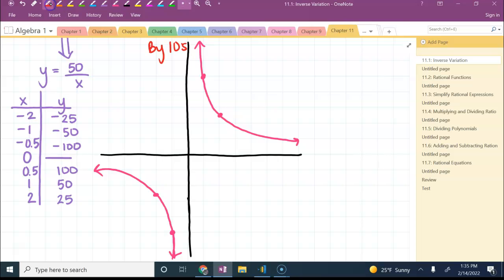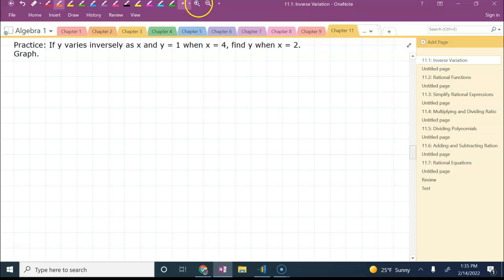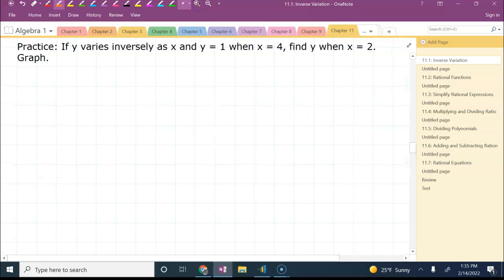So I'm going to give you guys this next one to try on your own. Solve the problem that they're asking for, write your inverse variation equation, and then go ahead and graph it. And then go ahead and keep watching to see what it should have looked like when you were done with it.